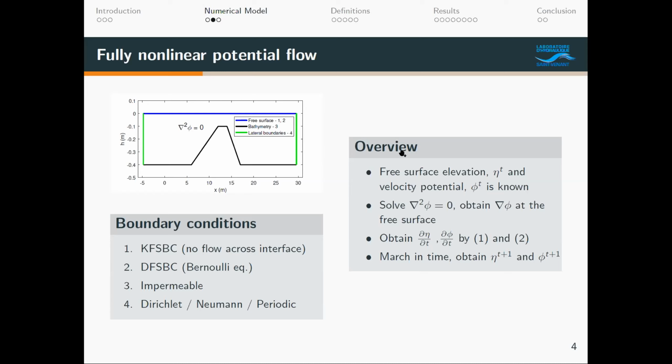An overview of how this model works is that you know the velocity potential phi and the free surface elevation eta at a known location at a given time. With that and all the other boundary conditions, you solve the Laplace equation, del squared phi equals 0, in the domain and obtain del phi at the free surface. With this, you calculate the rates of change of eta and phi at the free surface, and then march in time with a suitable time scheme.